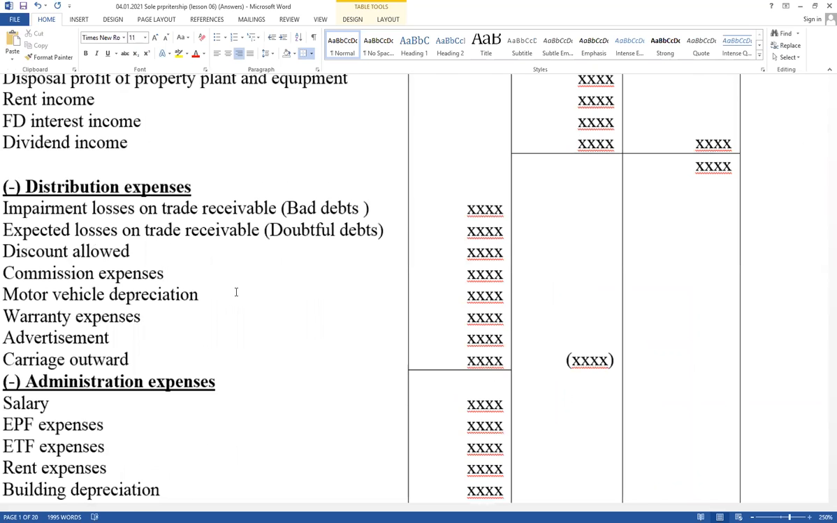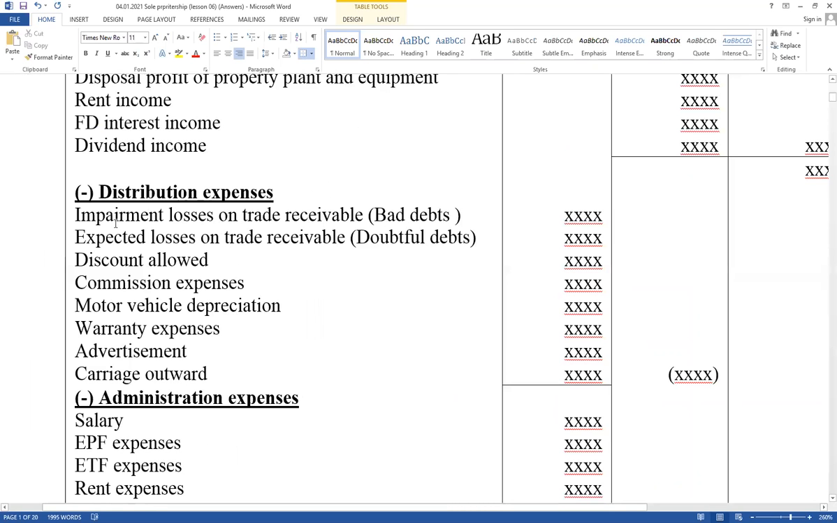Distribution expense should include impairment loss on trade receivable. Impairment loss means bad debts, as well as expected losses on trade receivable, which is equal to doubtful debts. Those are definitely available. Think where we have records.